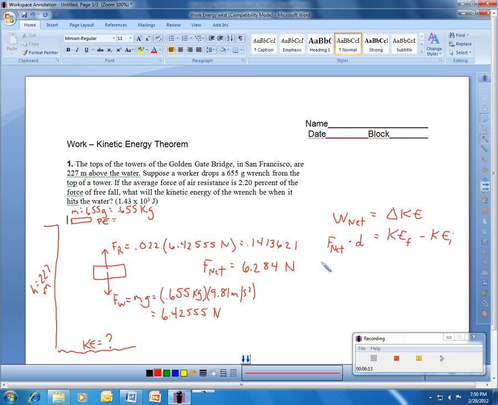I know the net force is 6.284. I know the displacement is 227. I do not know the final kinetic energy. That's what I want to know. But I do know the initial kinetic energy is 0. So the final kinetic energy is going to be equal to the net force being applied to the wrench over the displacement that force is applied, and we will get a final kinetic energy of 1,430 joules.